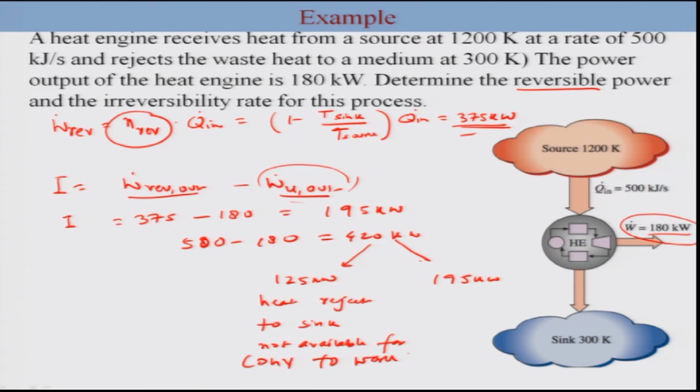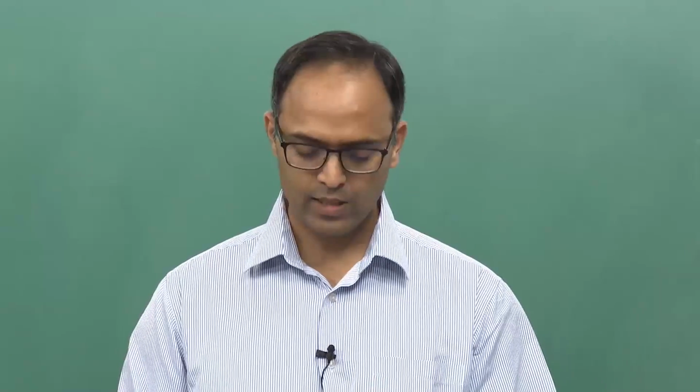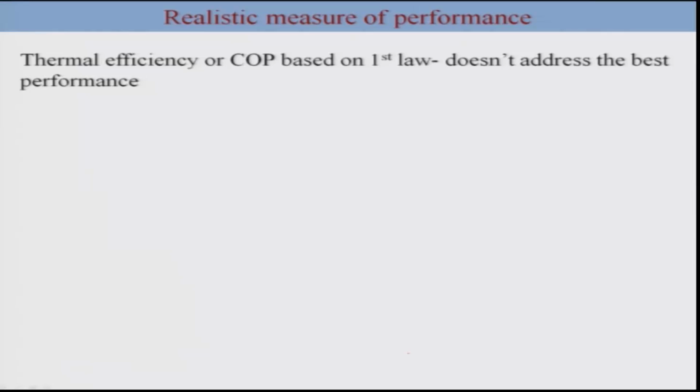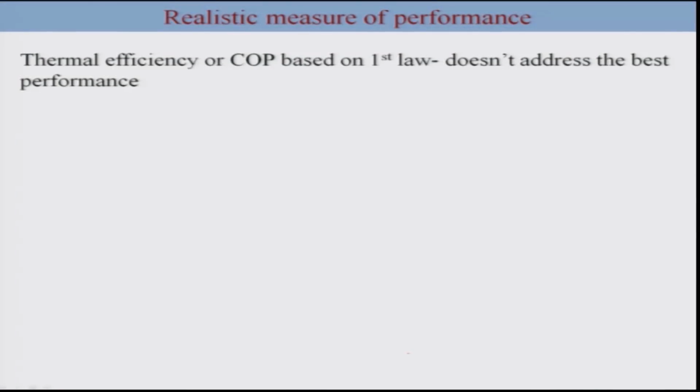Okay, so this was the example of making use of a reversible heat engine and demonstrating the irreversibility. Now, let us look at analyzing the realistic performance of devices based on the second law of thermodynamics. Thermal efficiency or COP based on the first law does not address the realistic performance of the devices, and this we can understand based on a simple illustration.